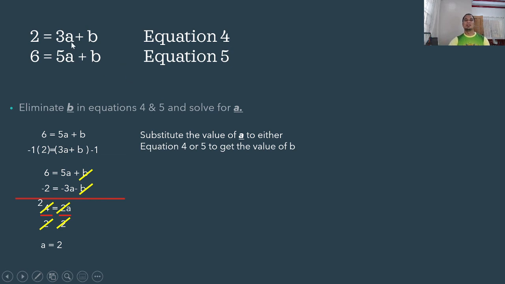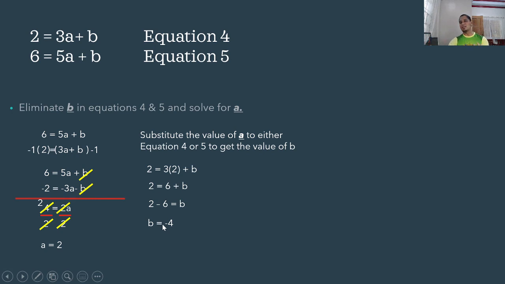This one. So that will give us 2 is equal to 3 times 2. Saan nanggaling yung 2? Ayun sa a. Plus b. If you notice, b na lang yung nawawala. This will become 2 is equal to 6 plus b. Ilipat natin yung 6 sa kabila. Sir, ba't naging negative? Tumawid ng equal sign. So we have here now b is equal to negative 4.